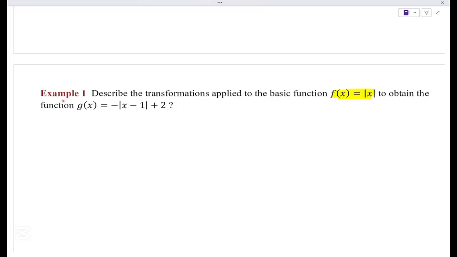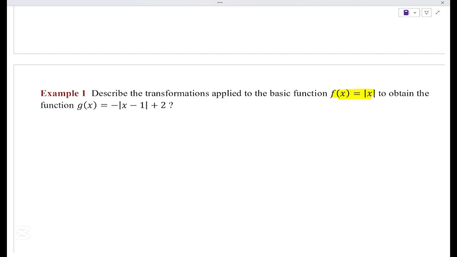Another type of problem in graphing transformation is in this example. Describe the transformations applied to the basic function f of x equal to absolute value of x to obtain the function g of x equal to negative absolute value of x minus 1 plus 2. Comparing this function to this parent function, you can see a transformation of 1 unit to the right and reflection about the x-axis and vertical shift 2 units upward.